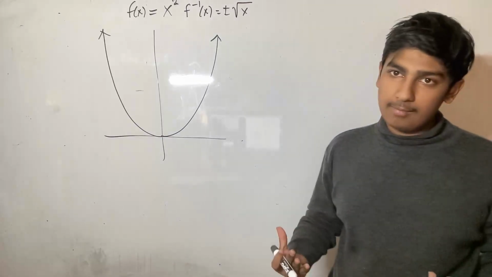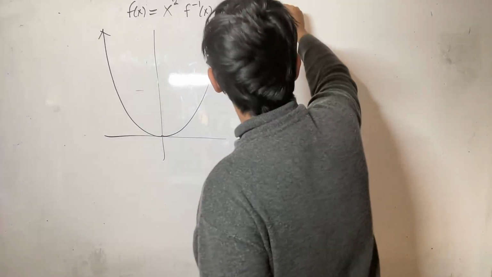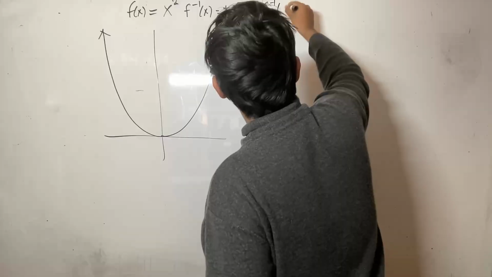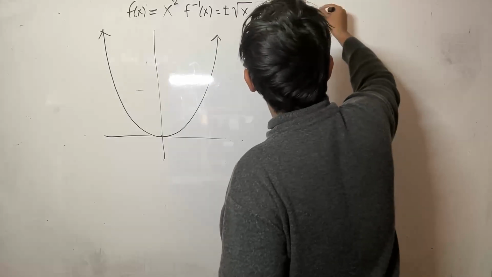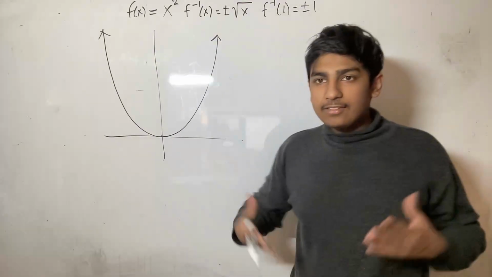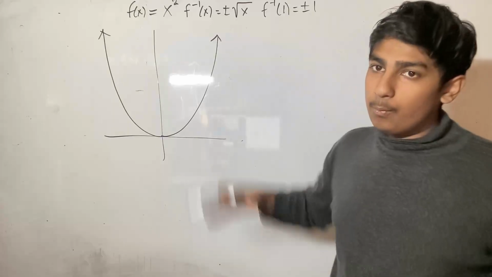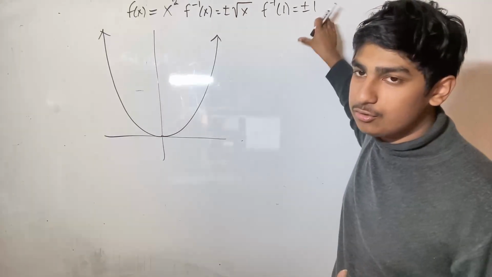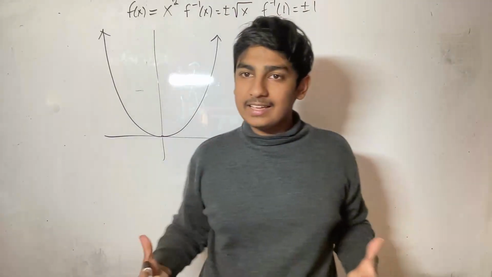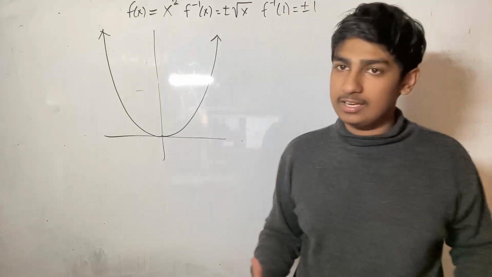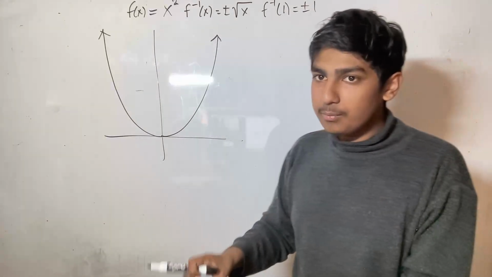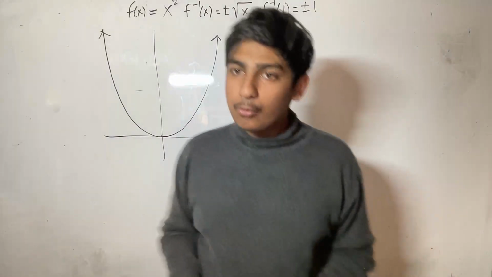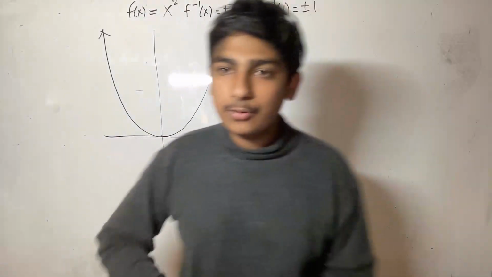Why is that a huge problem? Well, let me plug in an input here. F inverse of, let's say, 1, I get plus or minus 1. And that's more than one output. One input, in this case, is having two outputs. That violates the fundamental properties of a function. For every one input, we should get only one output. So in order to solve this problem, we need to restrict the range.